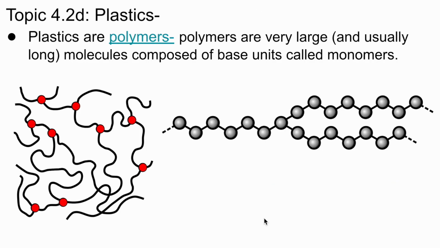So first of all, plastics are polymers, and polymers are very large and usually long molecules composed of base units called monomers. The word mono means one, and in this case, mer kind of means molecule. So a monomer is one molecule. And when you link them together so that you have many linked molecules, or poly, so poly means many, polymers are many linked molecules. And that's the idea with plastic. We're linking together many, usually very long, molecules.